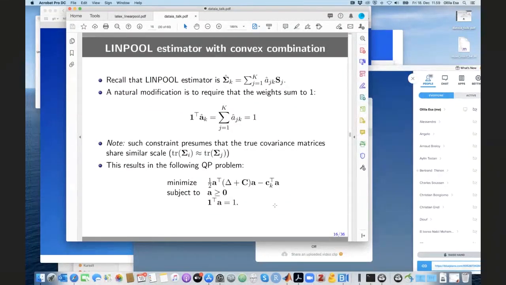But if these observations are on the same scale, it's quite natural to say, why don't we just say that the weights should sum to 1? And then, since this is a quadratic problem, we can just add another linear constraint to it. And then we are looking at this problem. So this is one thing that one can easily use in our approach.